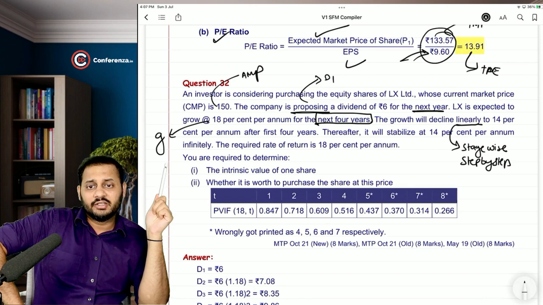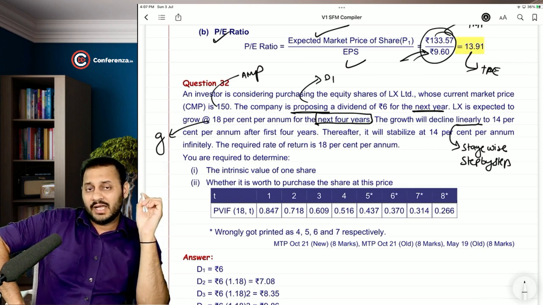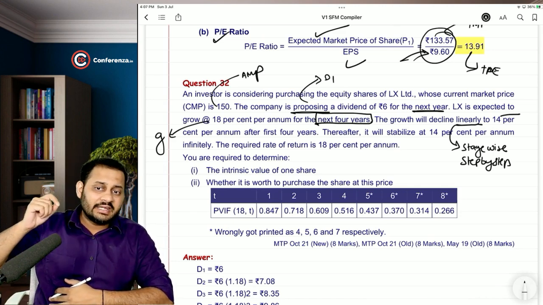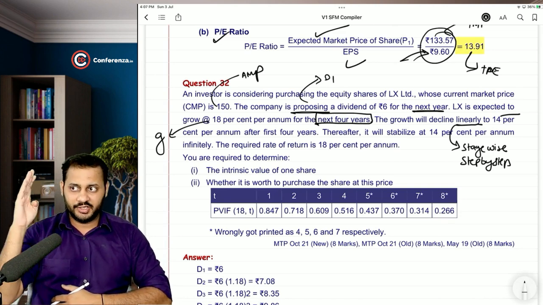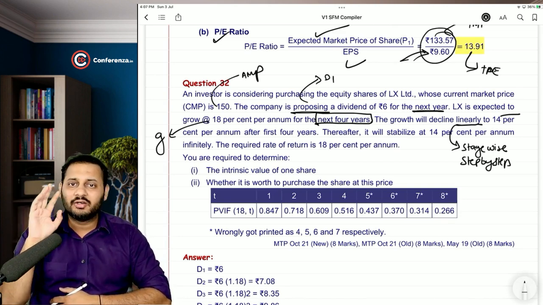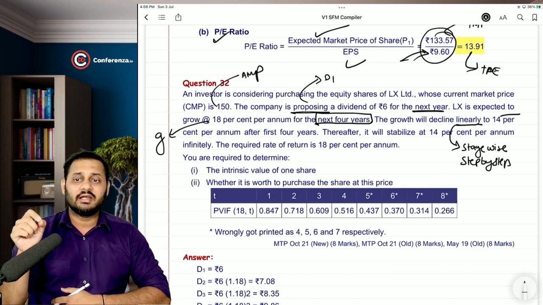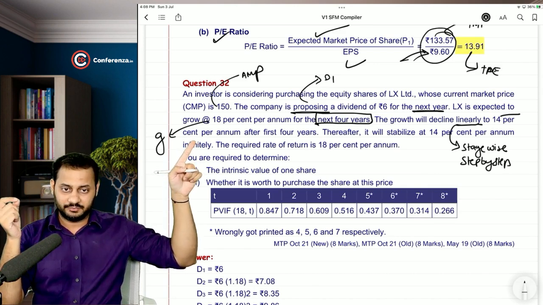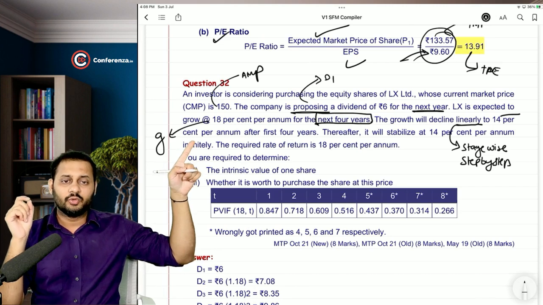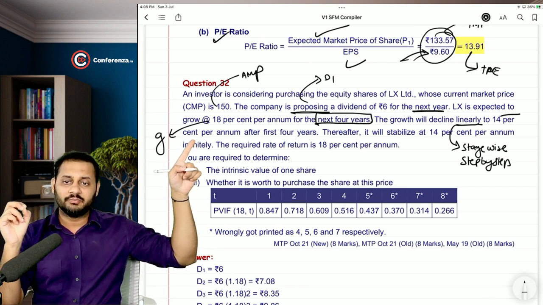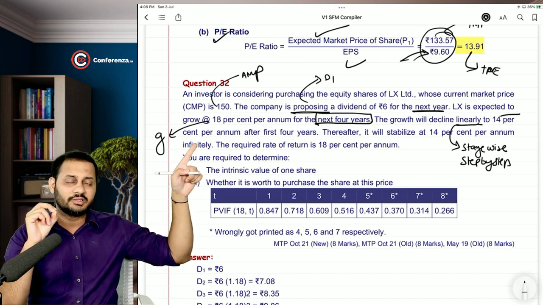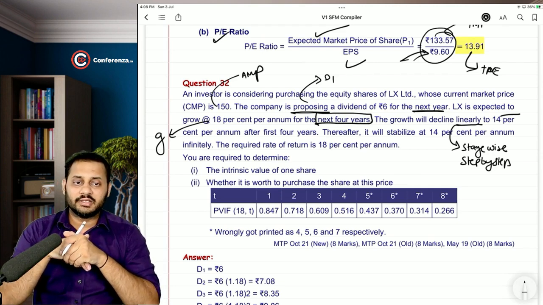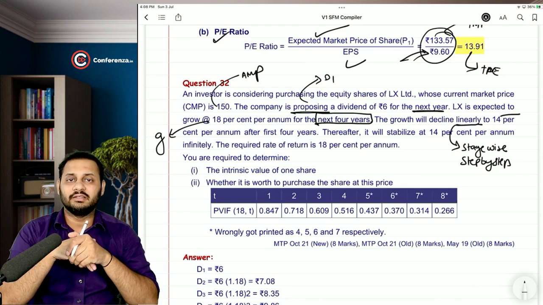First of all, the growth rate in the first 4 years is 18%. And this 18% will decline to 14%. But it is not declining in one shot. 18, 14, no, it's not going like that. It is declining linearly per annum after the first 4 years. The growth rate will decline linearly to 14% per annum after the first 4 years. Thereafter, it will stabilize at 14% per annum infinitely.